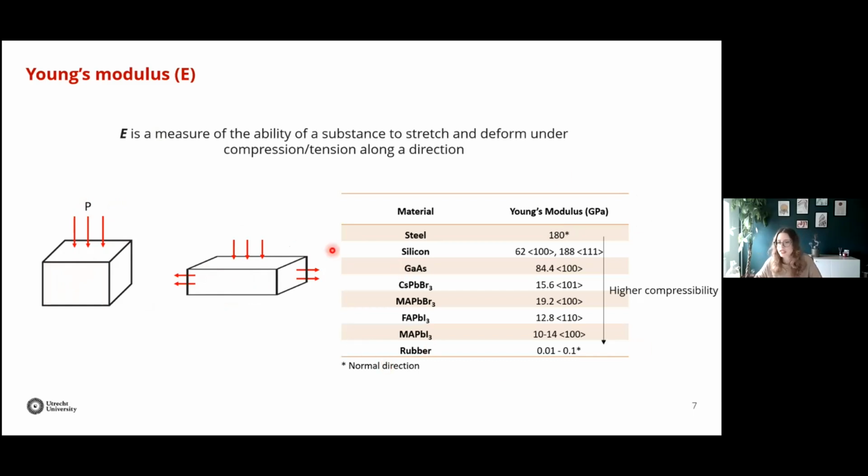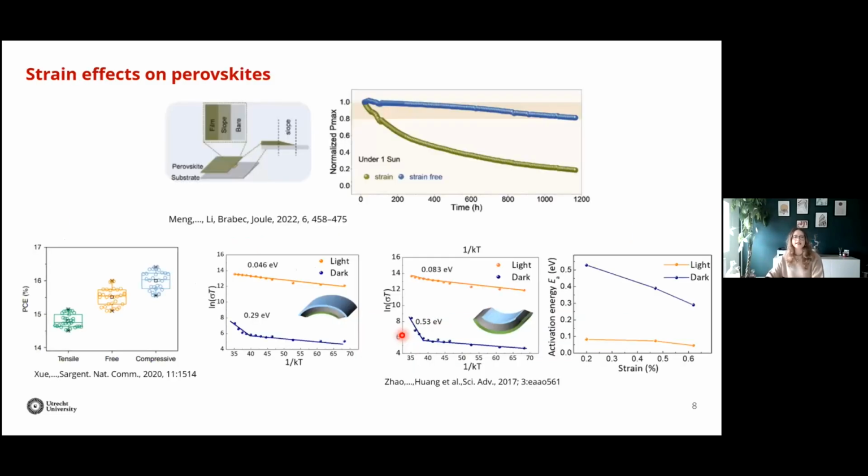And here again, you see in this table that silicon and gallium arsenide have very high values. And here you also have the direction along which you apply the stress. Again, the perovskites fall really at the bottom of this table, meaning that perovskites are very sensitive to external stress. So this is all to say that perovskites are very sensitive to stress, and this has been found in many properties of these perovskites.